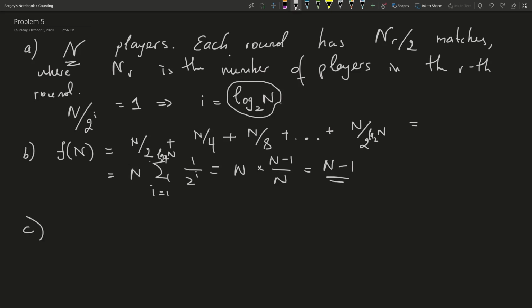And part C asks, can you figure out that there were n minus 1 matches played in total without doing any of these calculations? Well, notice that to find the winner, we need to eliminate n minus 1 people. We started with n people, and to be left with just the winner, n minus 1 of them need to be eliminated.